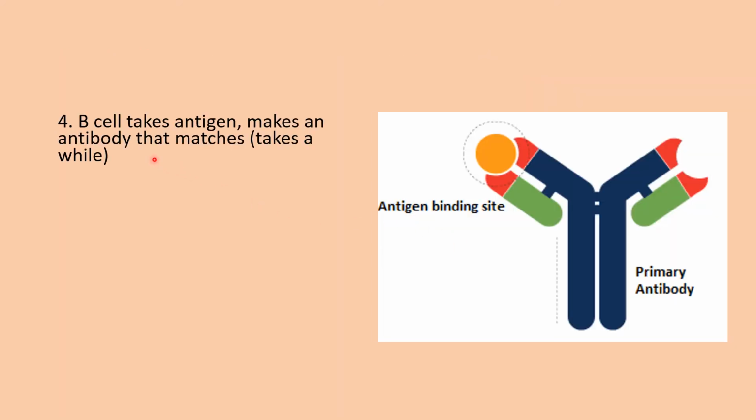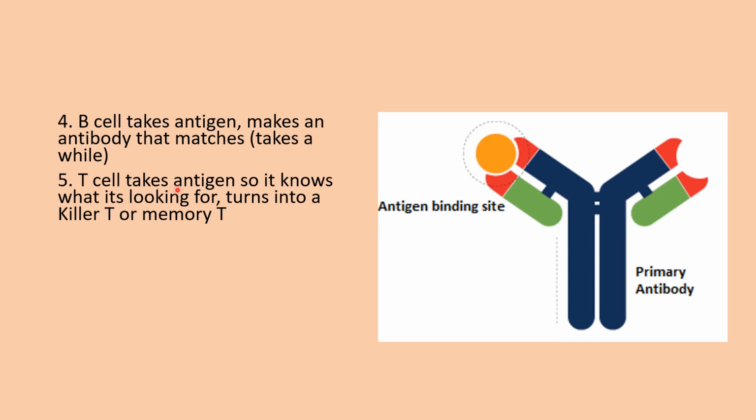So the next step, the B cell takes the antigen inside of itself through endocytosis, and then starts making a protein that matches exactly with it. That protein that matches with the antigen is called an antibody. And this process takes a while. So this is why the first time you get sick with something, you're sick for a while, because it takes a bit of time for these B cells to create these antibodies.